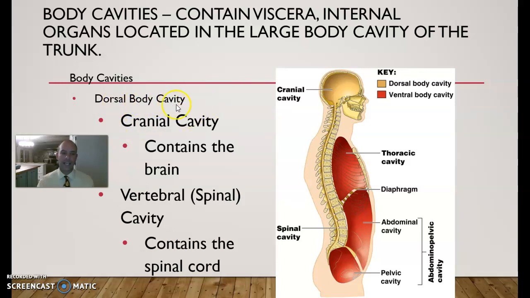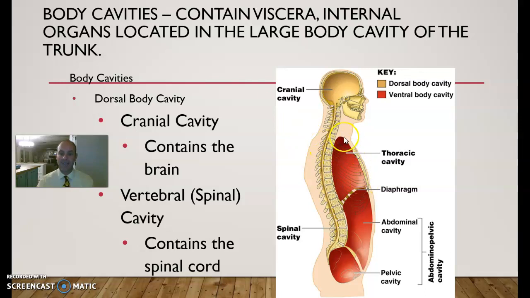We've got the dorsal body cavity, the cranial body cavity, which contains the brain, and the vertebral or spinal cavity, which contains the spinal cord. This diagram over here is excellent if you take a look at it. We've got the cranial cavity here, which obviously contains the brain, and you can see the spinal cord comes down through here. You'll notice that it's curved. It's got this S shape. It's not straight down. We'll talk about that when we get to bones.